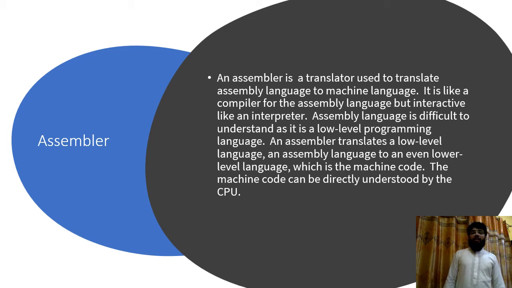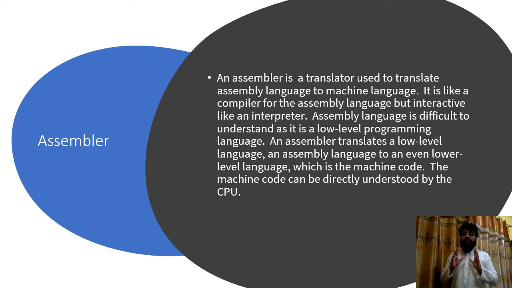And the third one is the assembler. Let's look at what this assembler is, and whether it is faster than an interpreter or not. An assembler is a translator used to translate assembly language to machine language. It's like a compiler for the assembly language, but interactive like an interpreter. So this point shows an assembler linked to an interpreter. That means an assembler belongs to an interpreter.